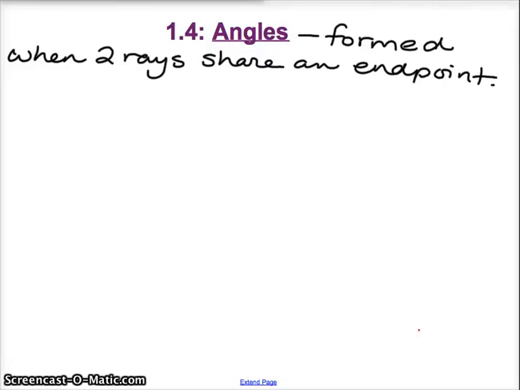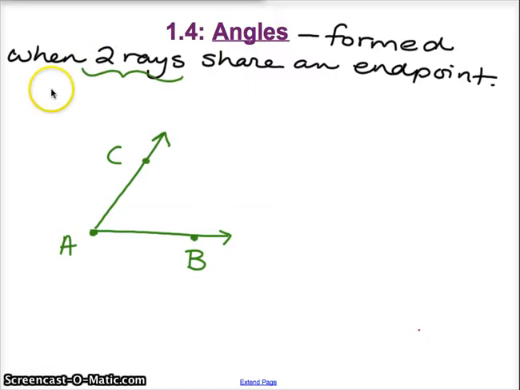Today's screencast is going to talk about angles. An angle is formed when two rays share an endpoint. So I've got my first ray here, I've got a second ray here, and they come together at this common point. I'm going to call that A. So we're going to call our two rays ray AC and ray AB.